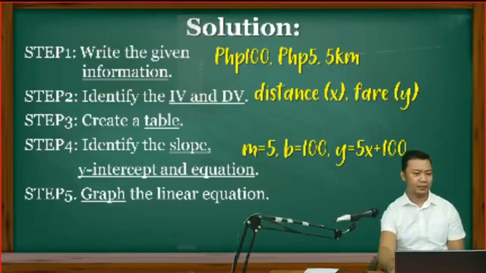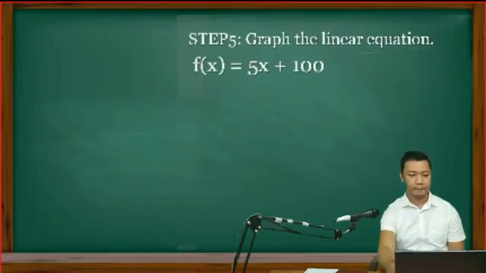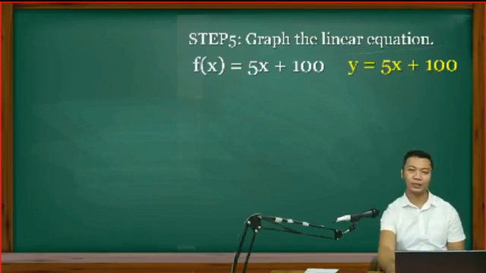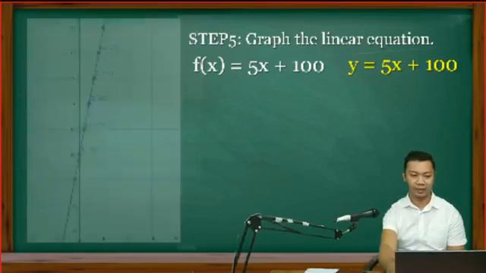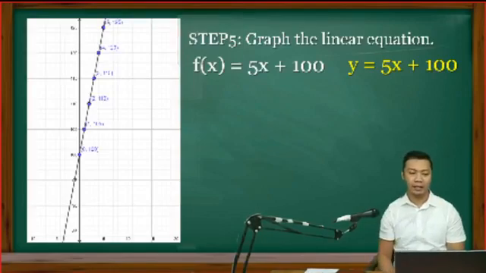Therefore, what do we expect on our graph? Let's see. If our function is f of x is equal to 5x plus 100, which gives us a positive 5 slope, that is also equal to our equation y is equal to 5x plus 100. Okay, there you go. That is our graph. And if we have a positive slope, it means that our graph or our line leans on the right.